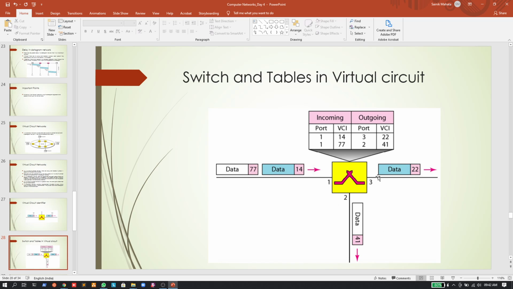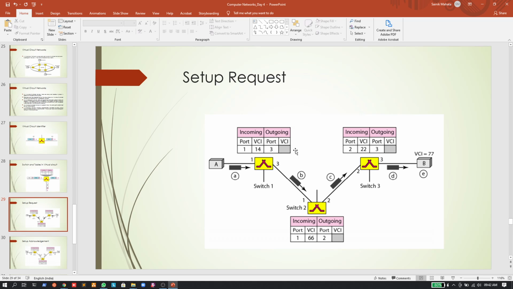Now let us see how it actually works whenever we are doing the setup phase. Let's say that there are three switches like this: switch 1, switch 2 and switch 3. And suppose the source A wants to send data to the destination B. If source A has a data to send, and suppose we name the data packet as A, this is the data packet A that is going to the switch through port number 1.